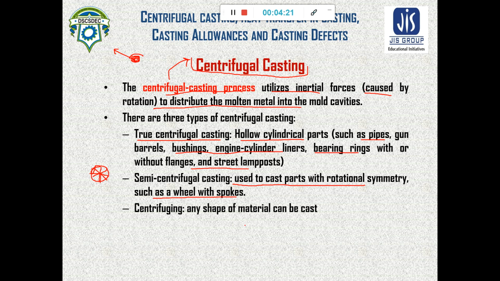Now there is another type of casting, that is centrifuging. In centrifuging, any shape or any design can be cast. Here the centrifugal force assists the metal pouring into the cavity. Metals are poured into the cavity using centrifugal force, so that is known as centrifuging.